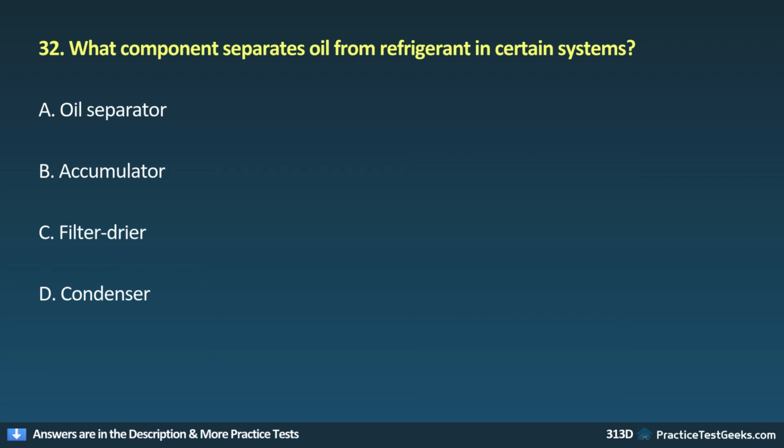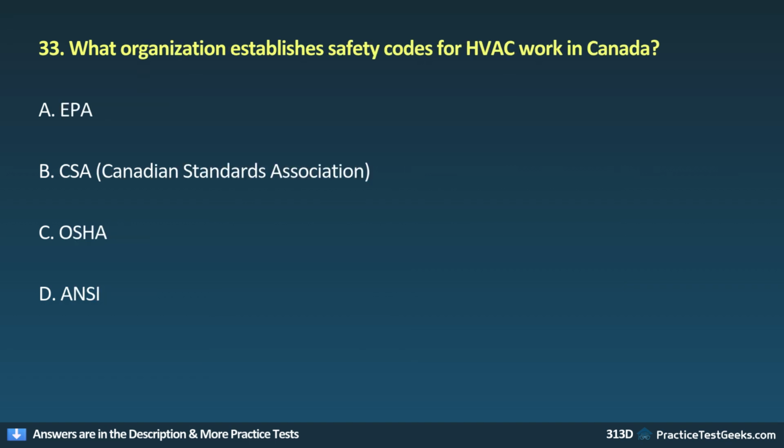32. What component separates oil from refrigerant in certain systems? A. Oil separator. B. Accumulator. C. Filter drier. D. Condenser.